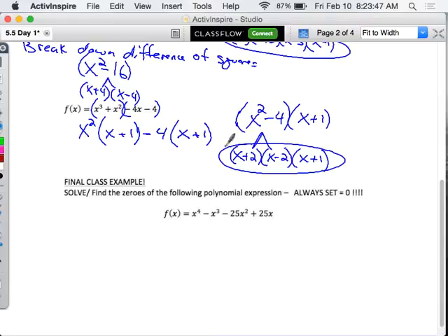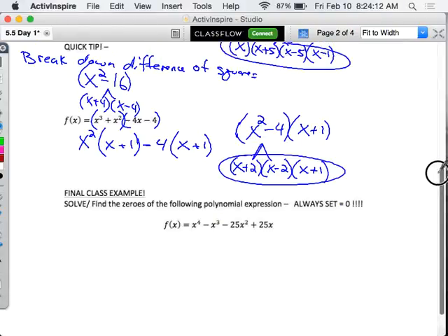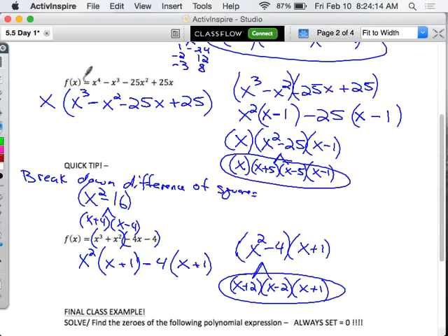All right, last thing. So that was factoring. Sometimes we will have problems that say solve or find the zeros. This takes it a step further. We must factor and then set all of our factors equal to 0. We already did this problem. X fourth minus x cubed minus 25x squared plus 25x. That was the one that we did up here.